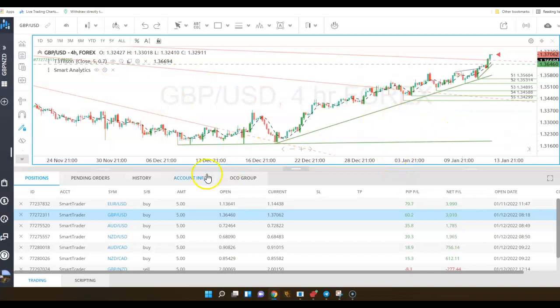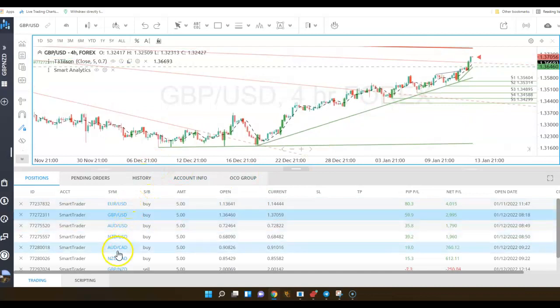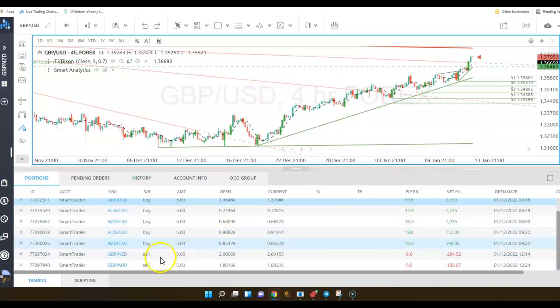So we're currently up on EUR/USD, GBP/USD, AUD/USD, NZD/USD. The US dollar is weak, and we take advantage of US dollar weakness across the board. Also, AUD/CAD and NZD/CAD are in an uptrend, and the most recent trades are sell GBP/NZD and GBP/AUD.